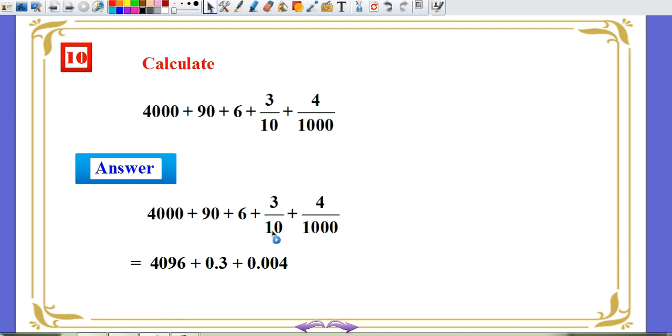We have 3 over 10 is 0.3 and 4 over 1000 is 0.004, so here we only add 4096 with 0.304 and immediately we get the result 4096.304. Very simple, right? We have just finished the exercises in examination 5.